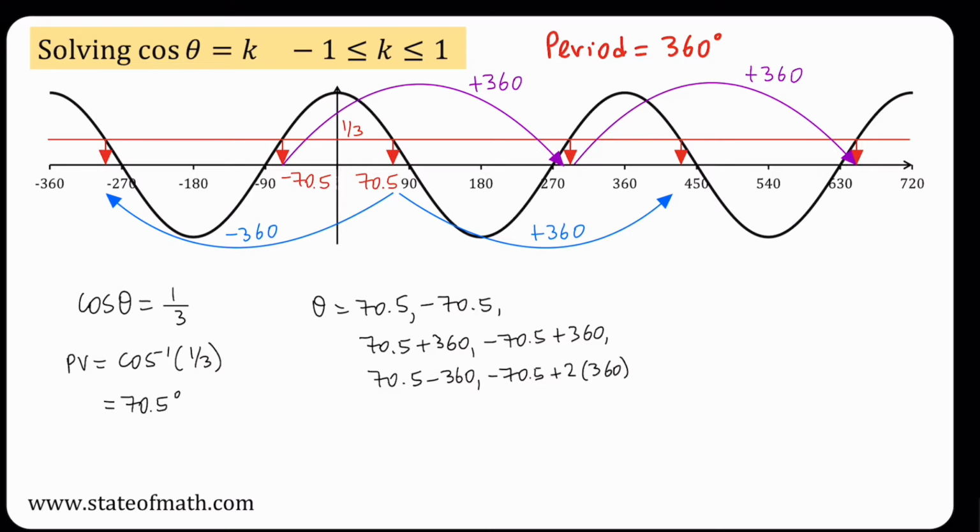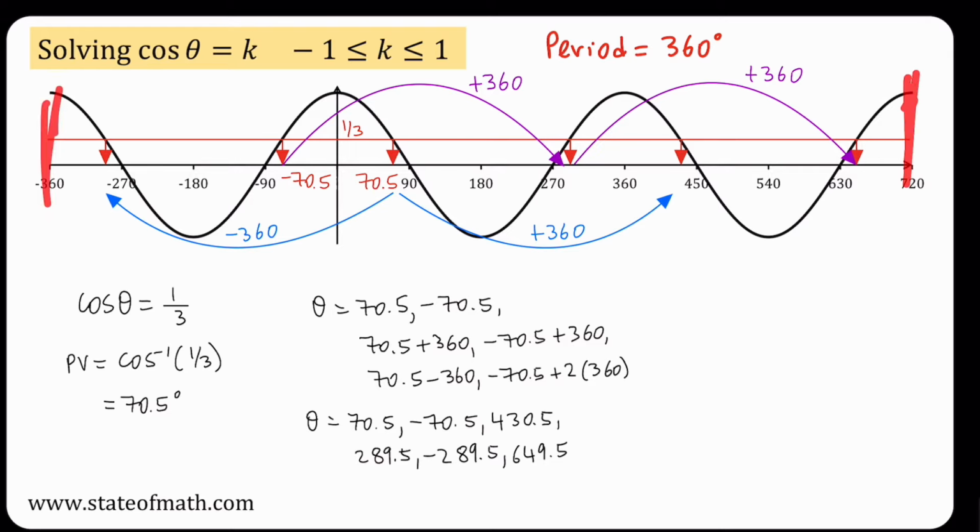So this simplifies to 70.5. We've got minus 70.5. Then it's 430.5, 289.5. We've got minus 289.5, and finally 649.5. Obviously, the number of solutions depends upon the range of values of theta. If I'm between minus 360 and 720 in this particular case, we've got a total of 6 solutions.